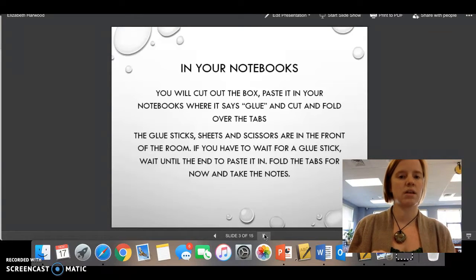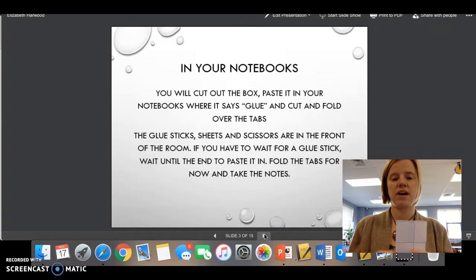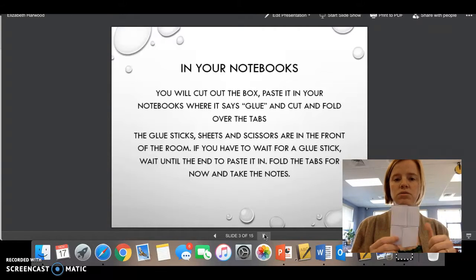I don't have a whole lot of glue sticks left. We've been using them a lot. So if you don't get a glue stick right away, that's fine. Just focus on getting this cut out, getting it folded, and then we'll take the notes and you can glue it later. So grab all that stuff now and get started.